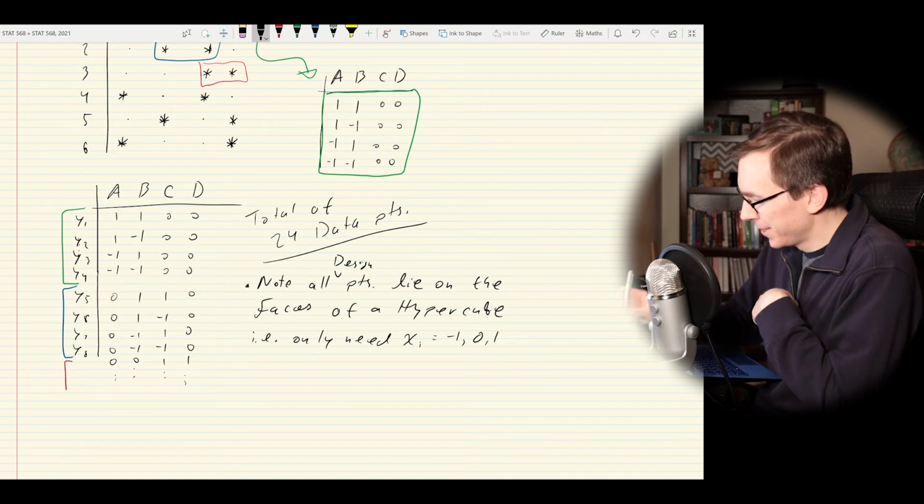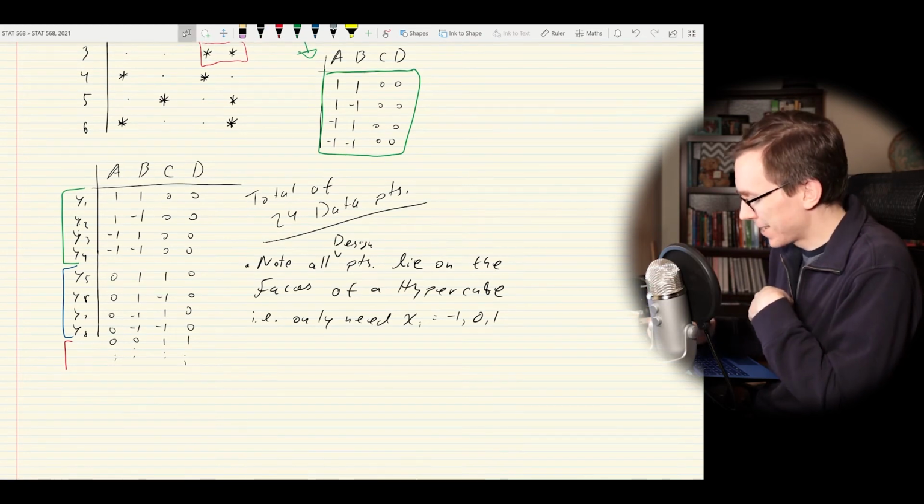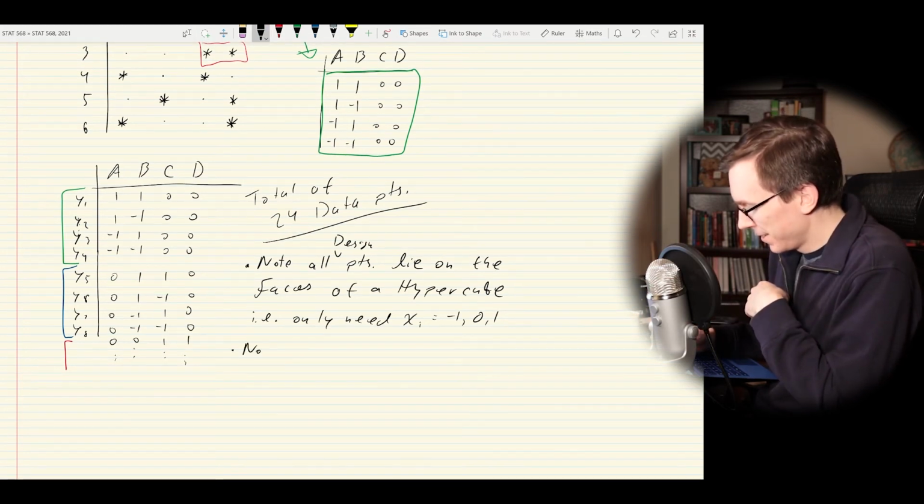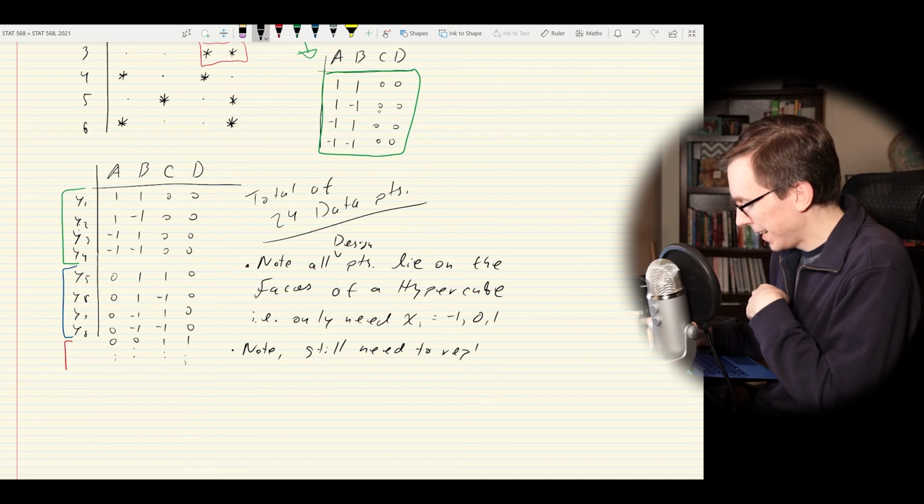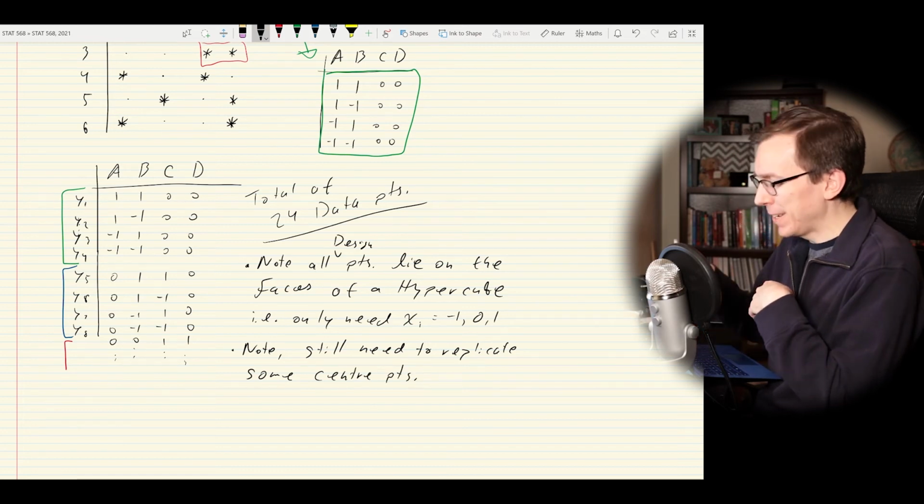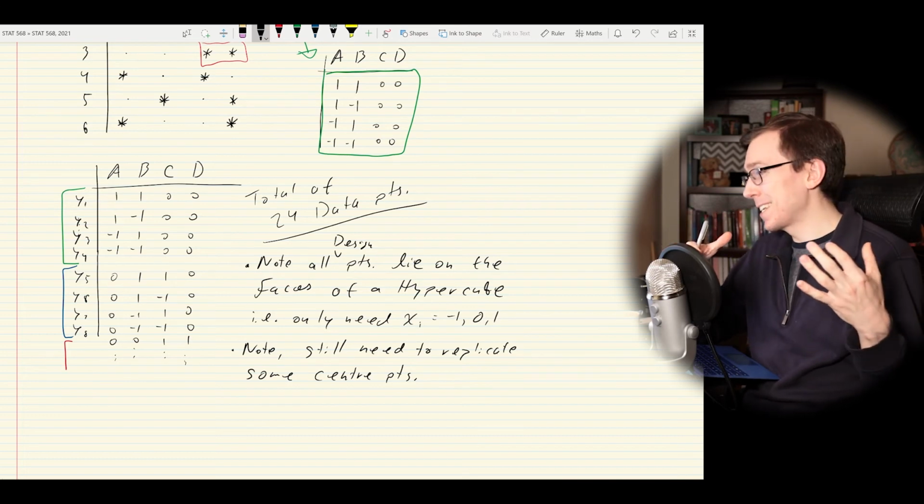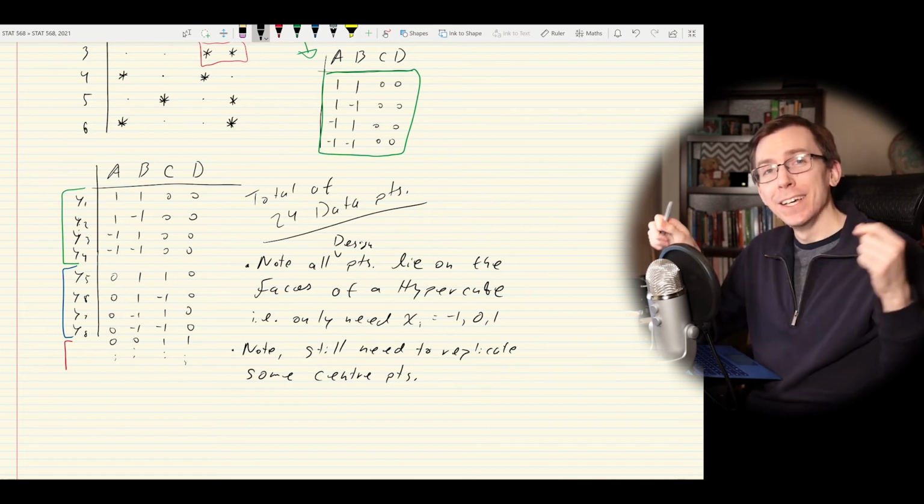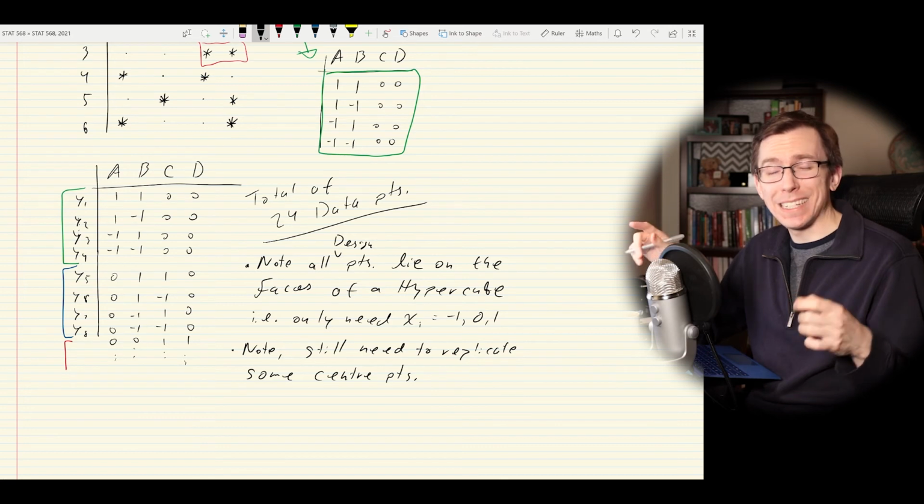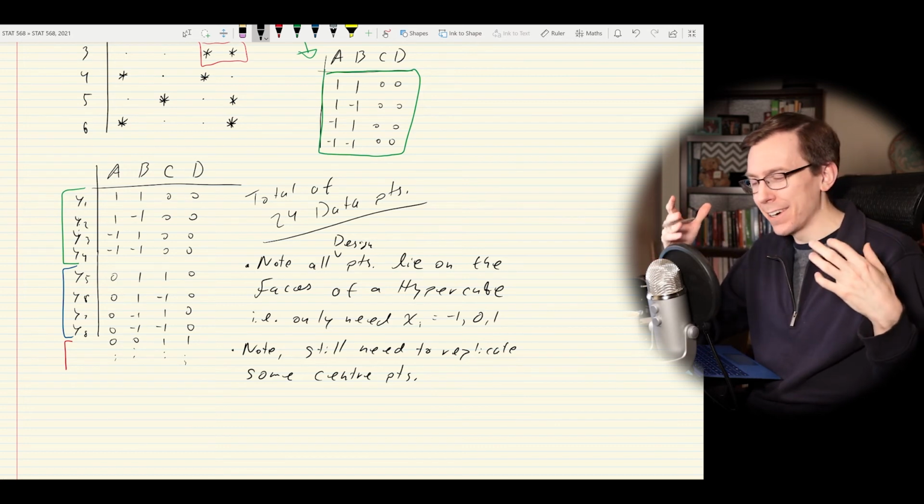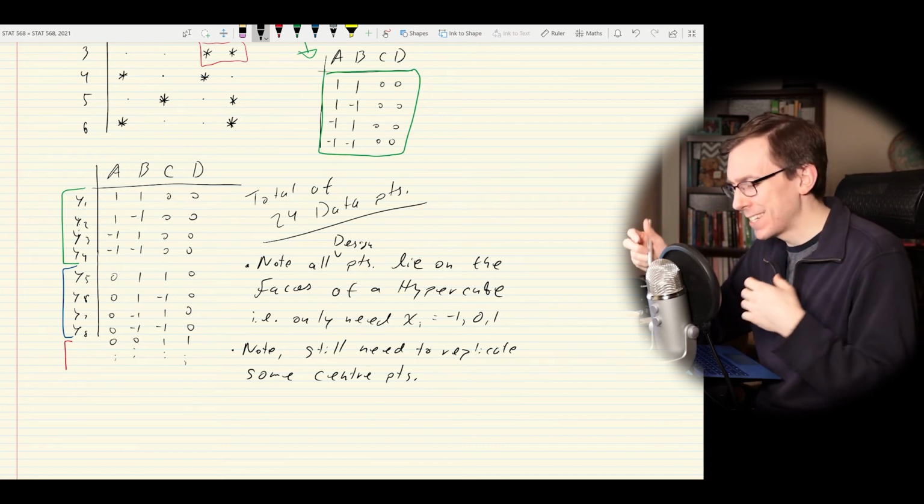That's right. Also, oh yeah, there's one other thing I forgot to note. We still need to replicate some center points. Almost forgot that. In basically all of these response surface designs, including the next one we're going to talk about, we always need to replicate some center points just to get a handle on the variance of the response surface data, I guess.